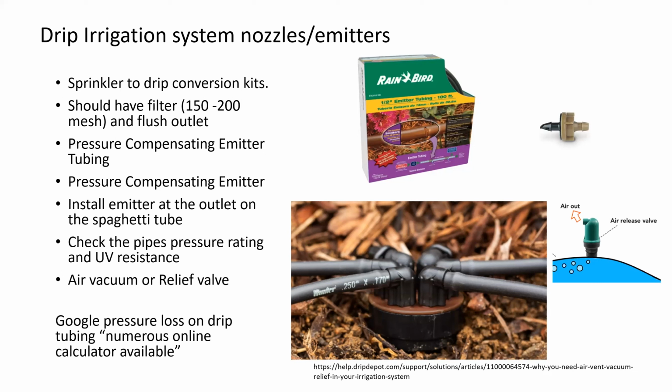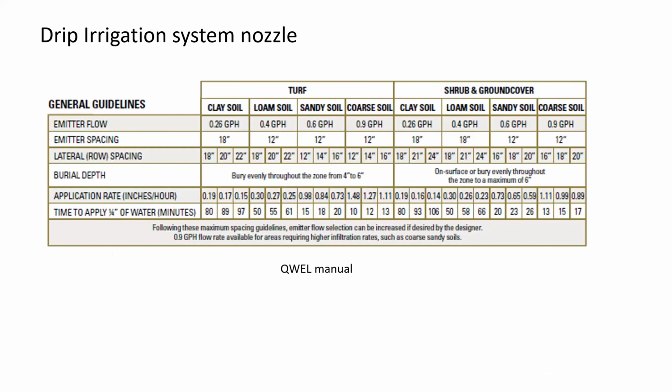Now, if you want to look up the pressure loss in a drip irrigation system, you can go online. There are numerous calculators which can do that. And also there are a lot of guidelines. This is one that I pulled out, for if you have clay soil or loam soil, and if you're growing turf versus ground cover or other plants. There are these guidelines on each irrigation company's website, which you can pull up, or it's here for you to view. And this presentation is being recorded, so you can see this later at your leisure.